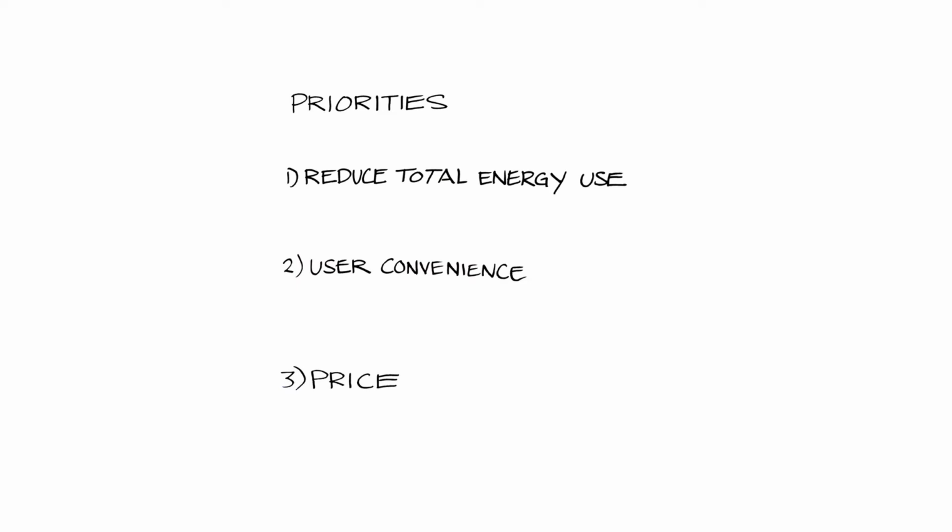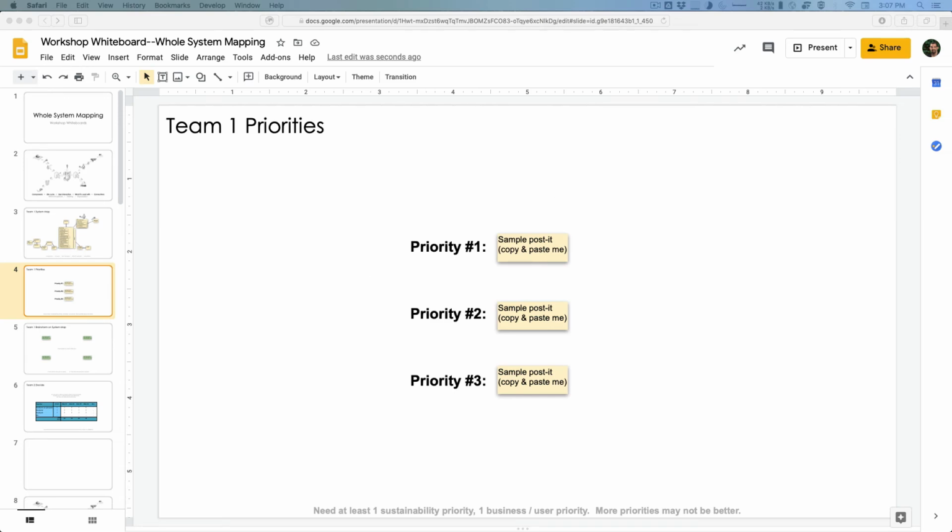Once you're done with the LCA or looking up an existing LCA, you want to set your priorities. So in the case of the fridge, it's just like the washer in the video where energy use is our top priority. And then you want to include some kind of business priority. Let's say user convenience and price. Those are good standard ones. And you might do more priorities than this, but more is not better. But let's go back to the template. So it's got this template already set for priority 1, priority 2, priority number 3.